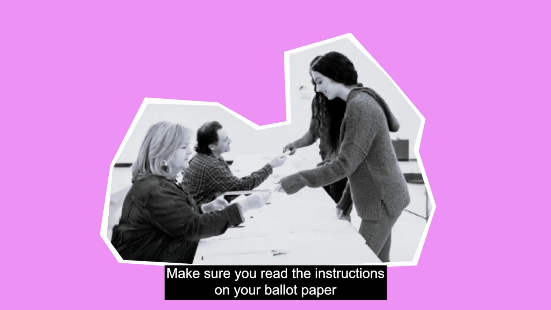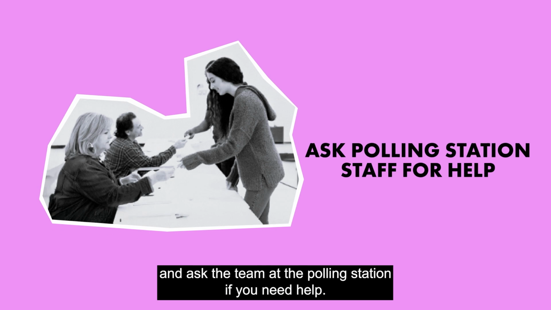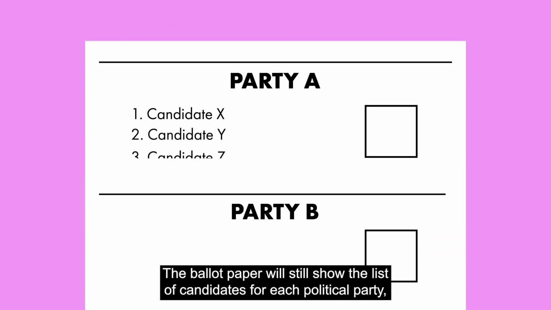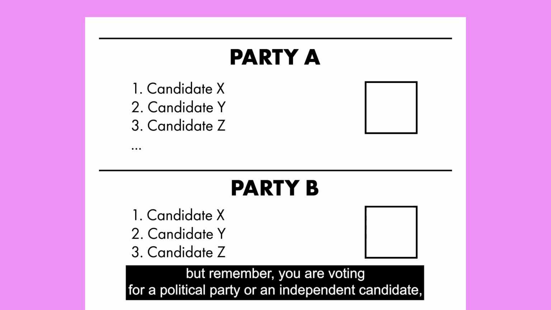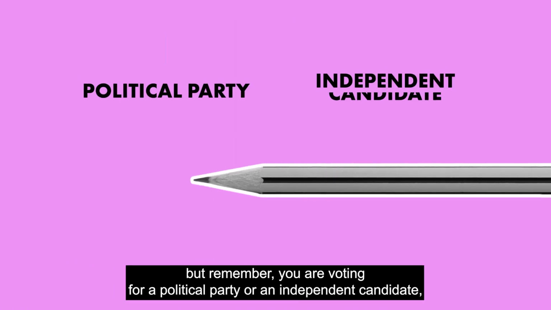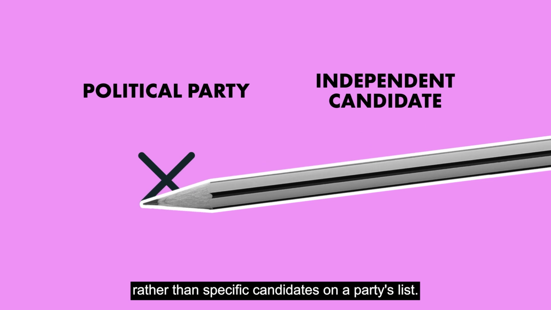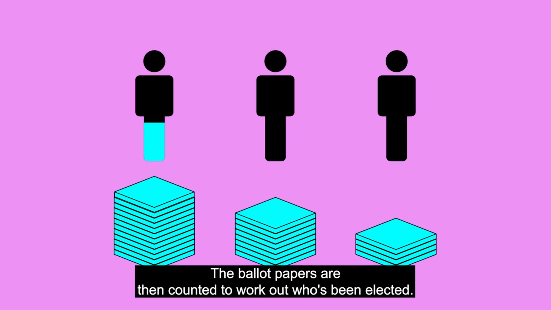Make sure you read the instructions on your ballot paper and ask the team at the polling station if you need help. The ballot paper will still show the list of candidates for each political party. But remember, you are voting for a political party or an independent candidate, rather than specific candidates on a party's list. The ballot papers are then counted to work out who's been elected.